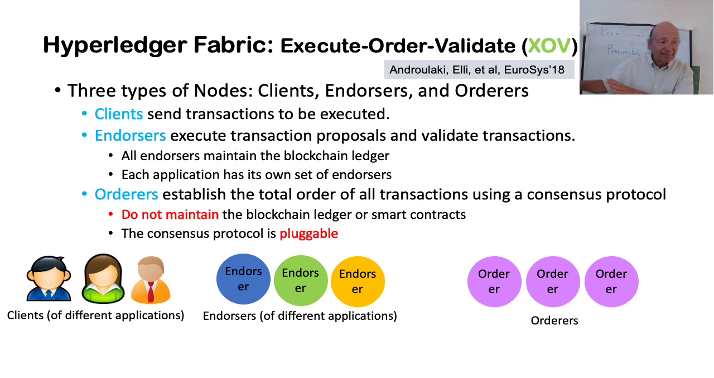Finally, there's an independent set of orderers. Their job is to execute the consensus protocol, and they establish the order on the blocks and hence on the transactions. The orderers just order things. They do not maintain the blockchain ledger or the smart contract or whatever. And it's also pluggable. So if you assume that the orderers might be malicious, you can use PBFT. If you assume that the orderers can only crash, then you can use Paxos.